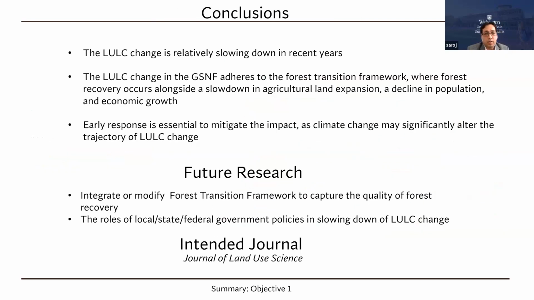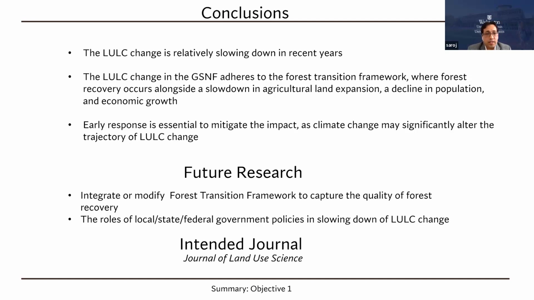For objective one, the conclusions were that land use land cover change is relatively slowing down in recent years. The land use land cover change in the Greater Shawnee National Forest area adheres to the forest transition framework, where forest recovery occurs alongside a slowdown in agricultural land expansion and a decline in population and economic growth. Early response is essential to mitigate these impacts, as climate change may significantly alter the trajectory of land use land cover change.